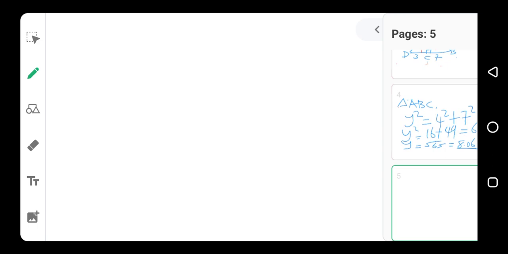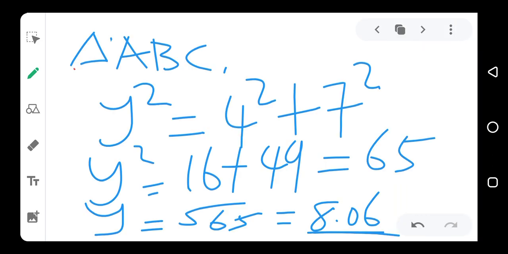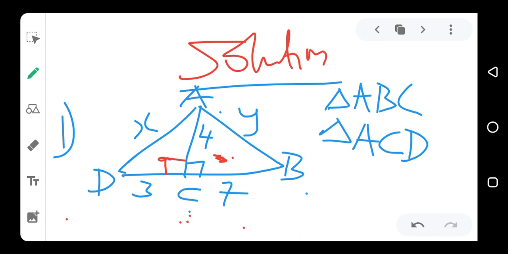Now let's look for x. For x, we use the other triangle, ACD. Now the side that is facing the angle 90 degrees is line AD, which is x. So x is the hypotenuse, while the other sides are the adjacent. So x squared is equal to 4 squared plus 3 squared.